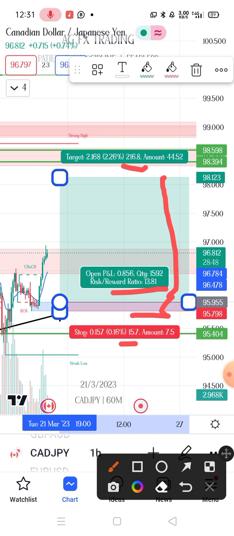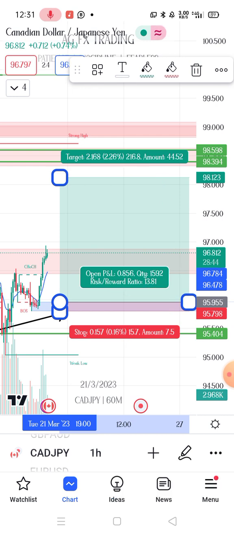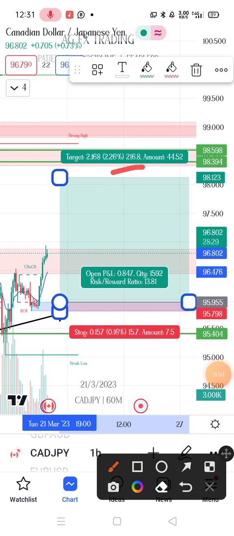So you see, even if I lose 5 trades, losing $5, and I end up getting just 1, I've recovered my $5 and made an extra $8. So this is my target. I'm targeting 216.8 pips. Remember I talked about price movement. And I'm risking 15.7 pips. If it doesn't go my way, I'm losing 15.7 pips. If it goes my way, I'm making 216.8 pips.